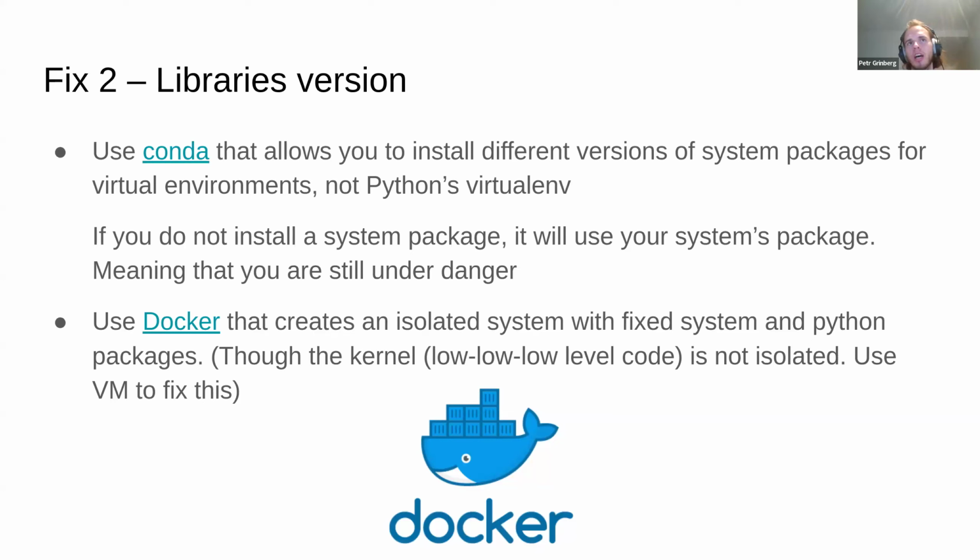So one way to ensure that all system packages are the same is to use Docker. That creates an isolated system with fixed system and Python packages. The only thing that is still not fixed inside Docker is the low-level code of the kernel, and the only way of fixing this is to use not container machines like Docker, but virtual machines, which is much more complicated and harder. So people usually, when they think about reproducibility, stop at Docker. This is the best thing we can do at the moment.